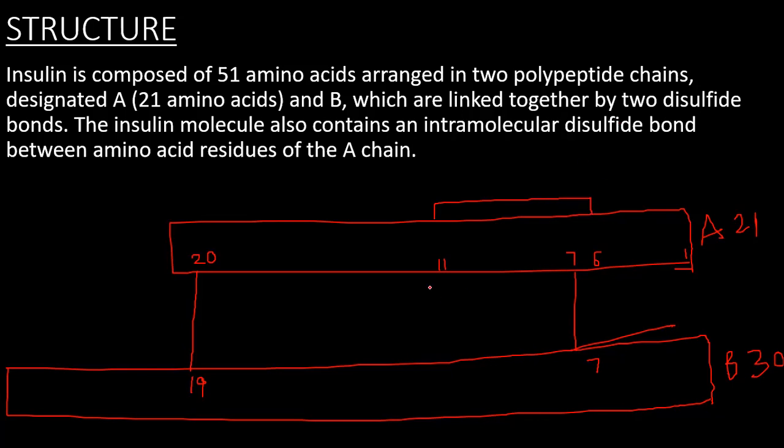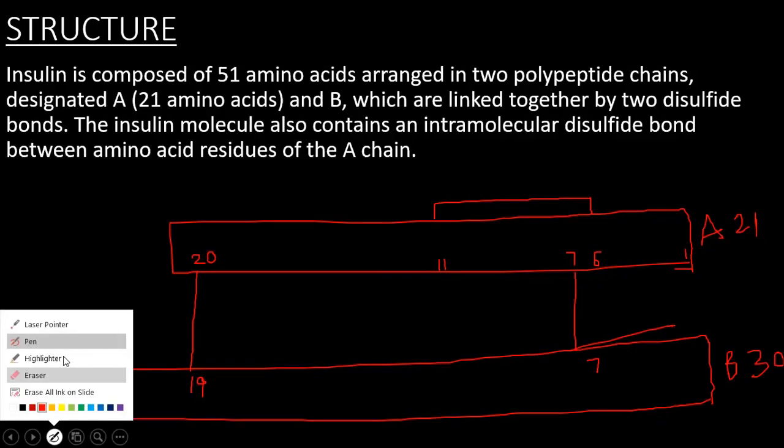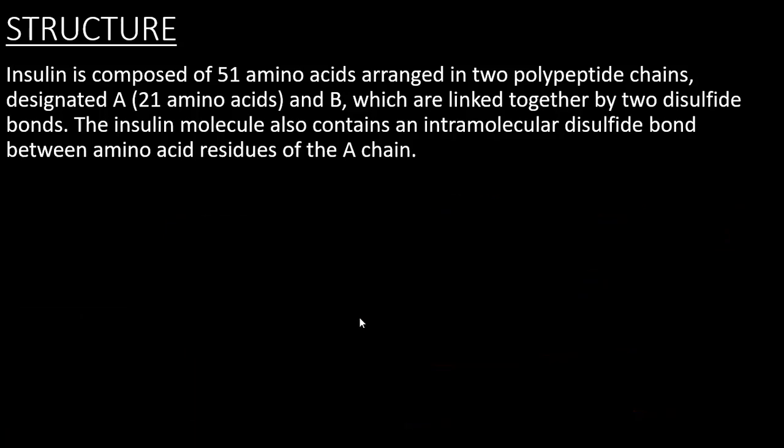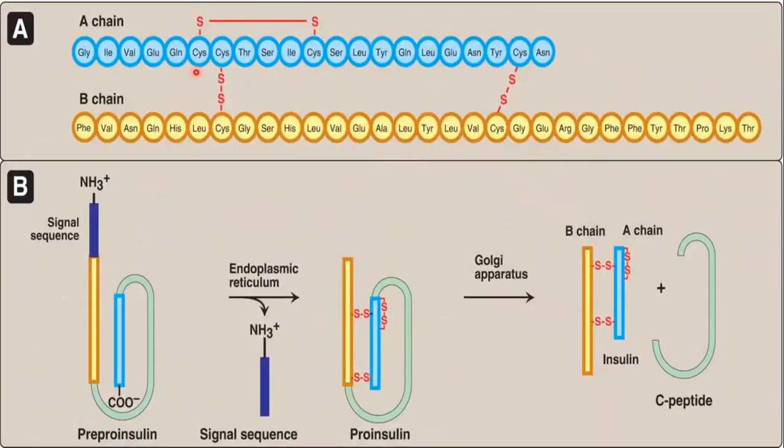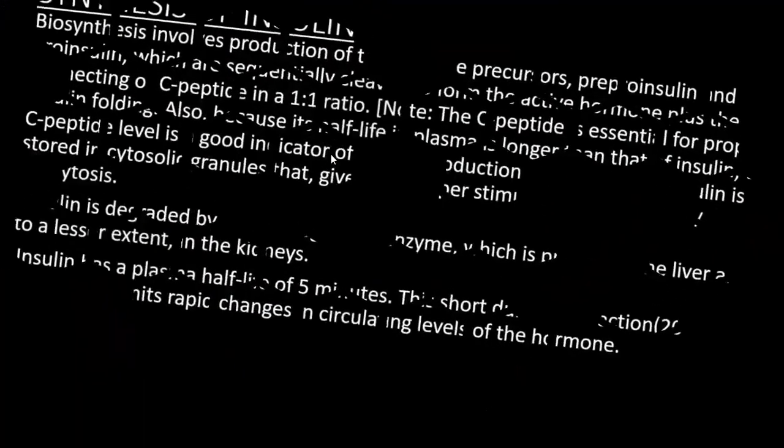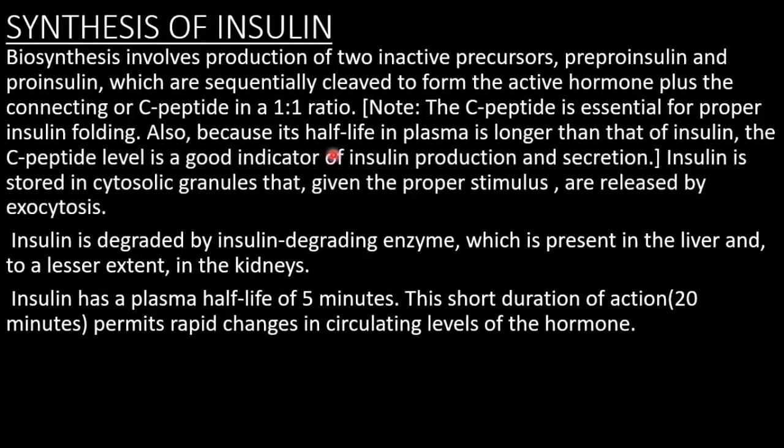If you remember that, I think you'll be fine with that. I've summarized this diagram here for you. Cysteine at position number 7 with another cysteine at position number 7, cysteine position number 20 on the A chain with cysteine number 19 on the B chain, then an intramolecular disulfide linkage between cysteine number 6 and cysteine number 11 on the A chain.